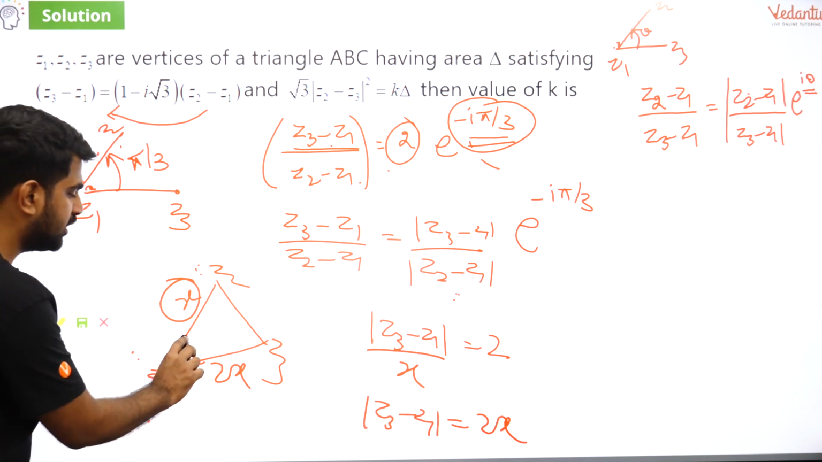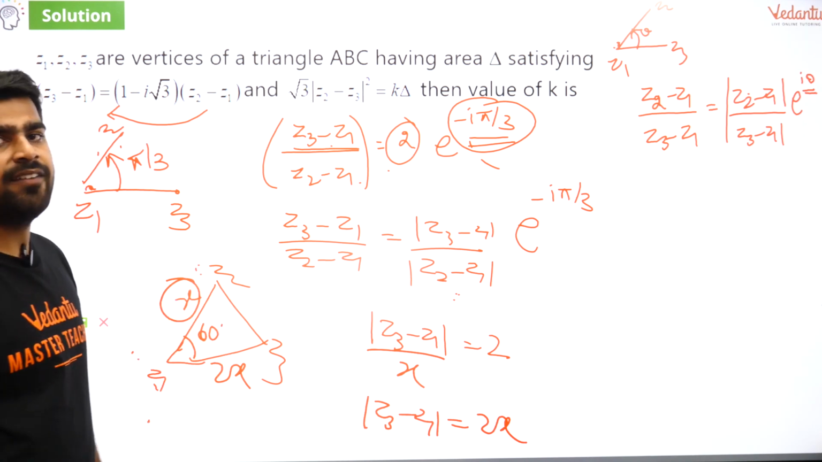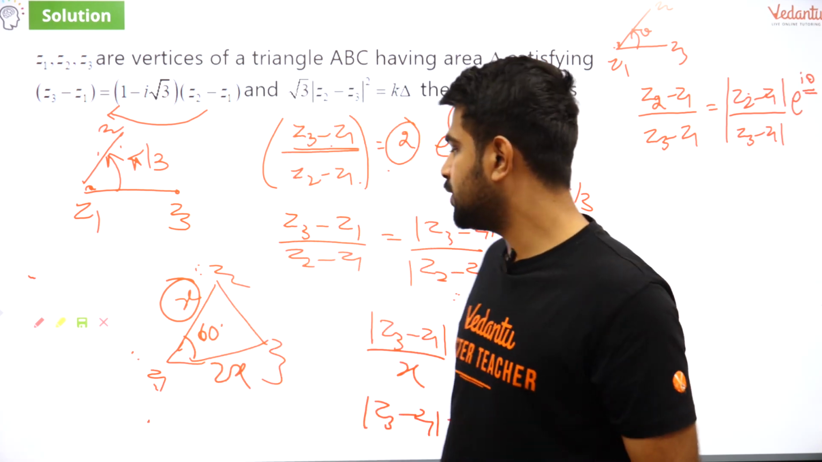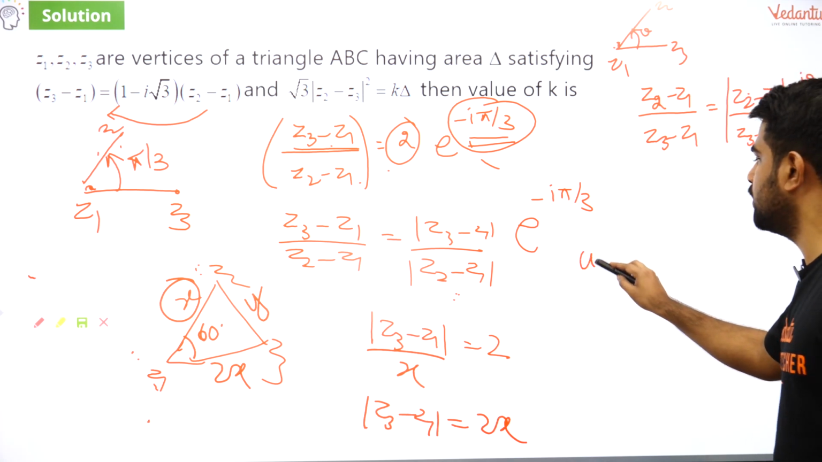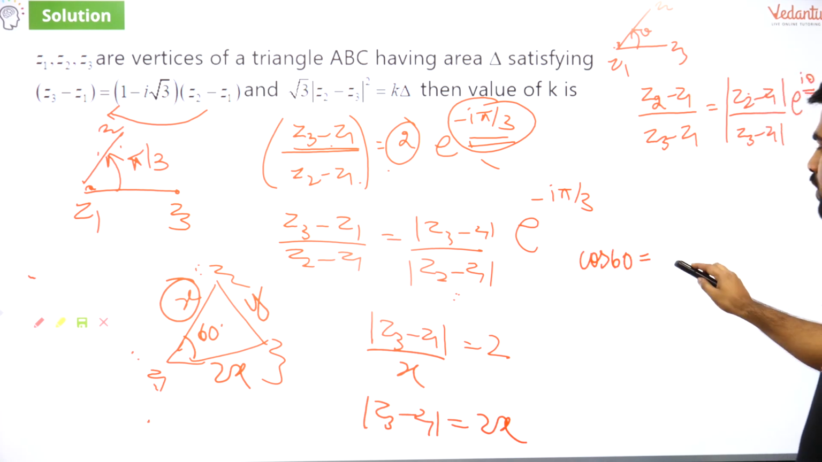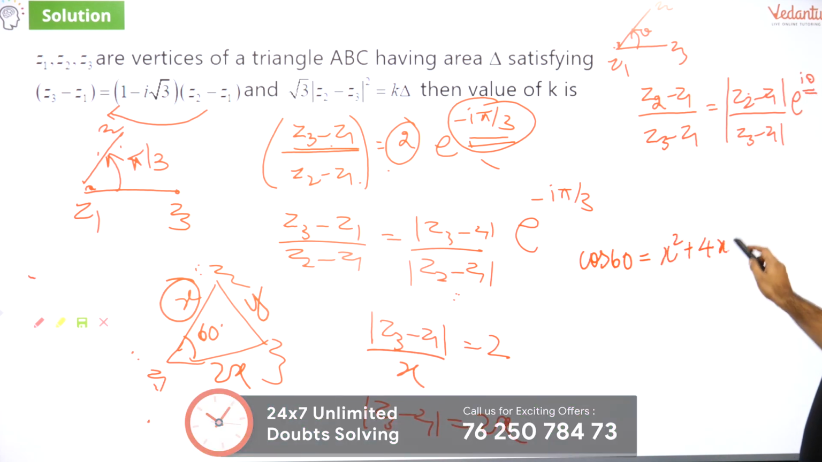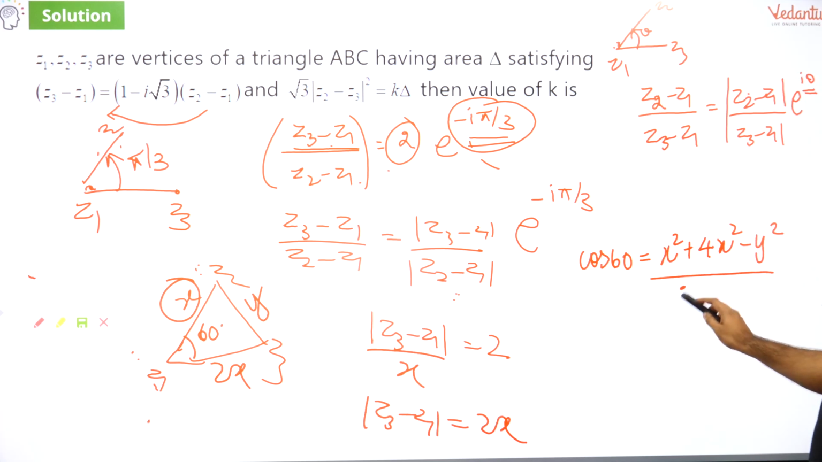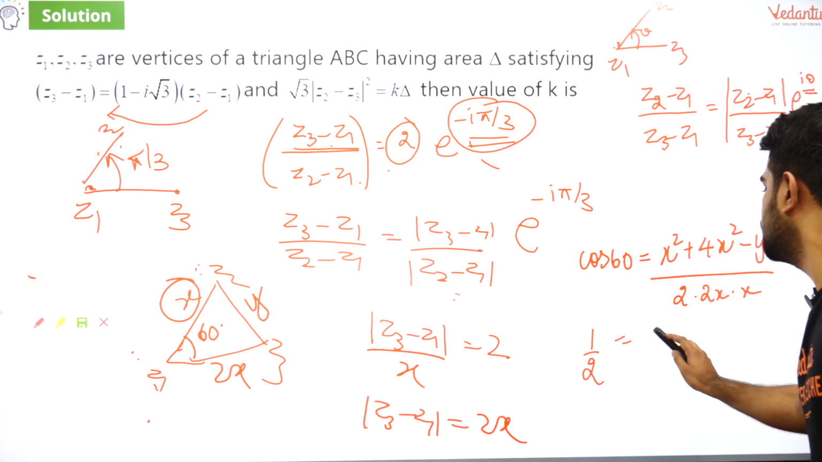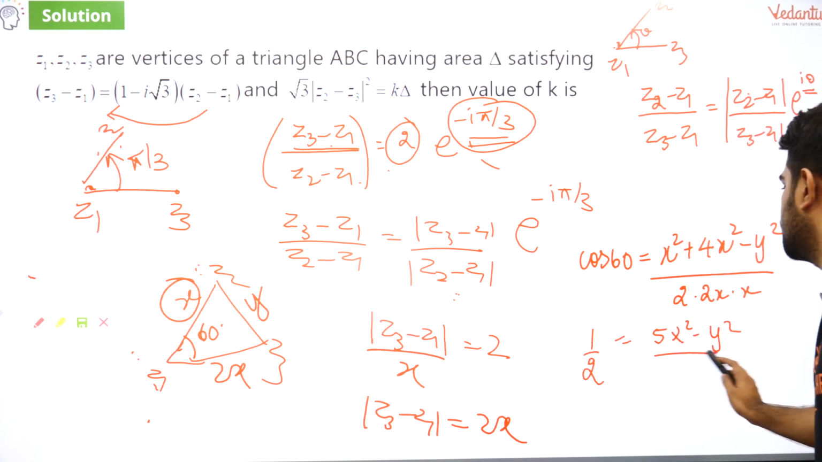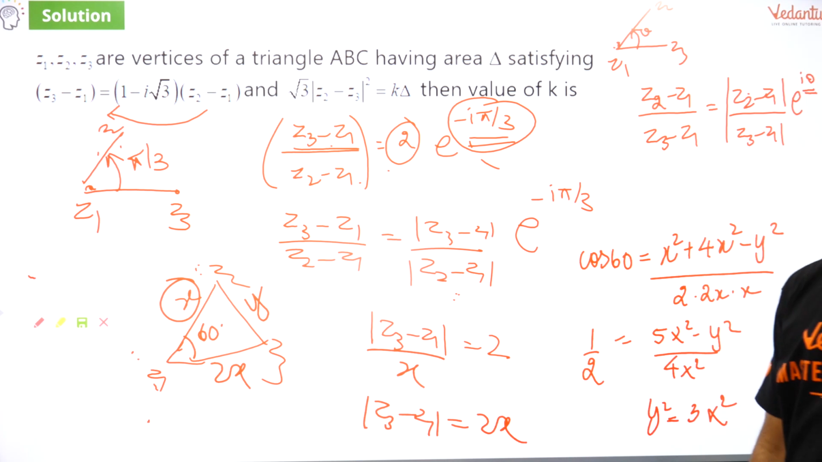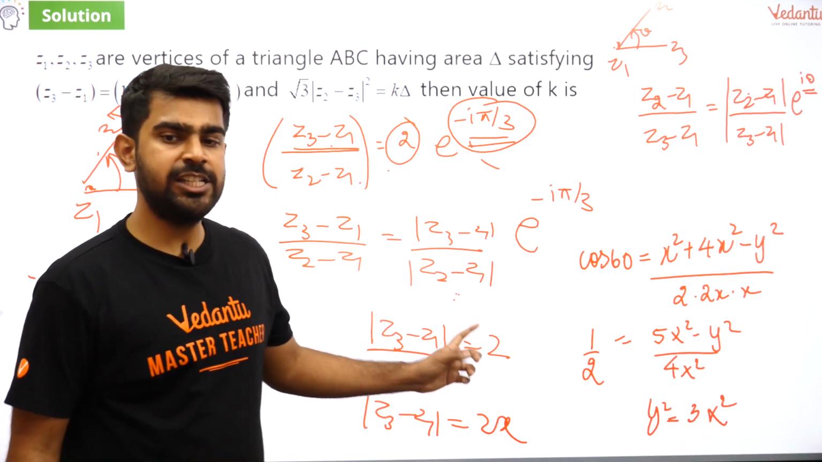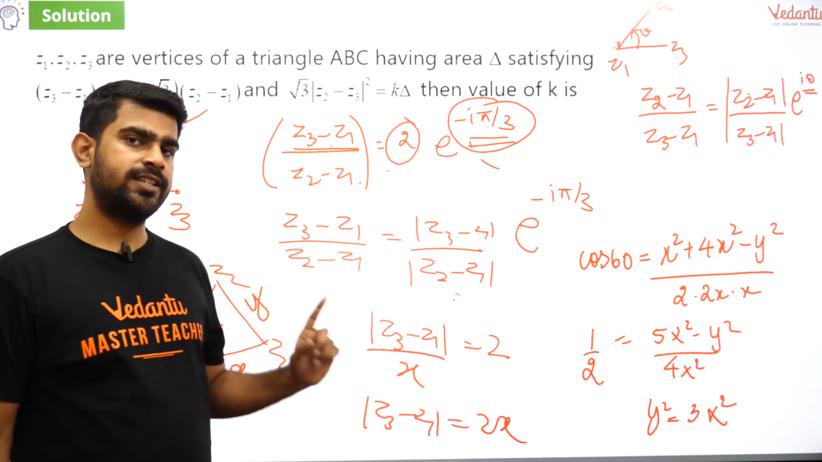Now, we also know this angle to be 60 degrees. Now, I will use the cosine rule. What is the cosine rule? I will take this side to be Y. My cosine rule says cos of 60 is equal to x square plus 4x square minus y square divided by 2 into 2x into x. Got it? So I'll have 1 by 2 is equal to 5x square minus y square by 4x square. So you get y square to be equal to 3x square. That's it, done. So my y square is equal to 3x square. That is one relation.